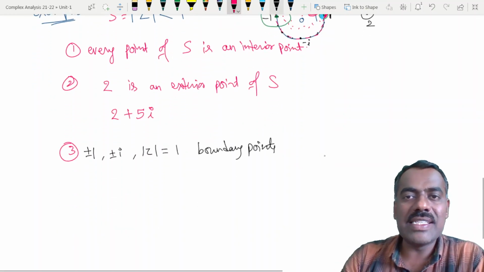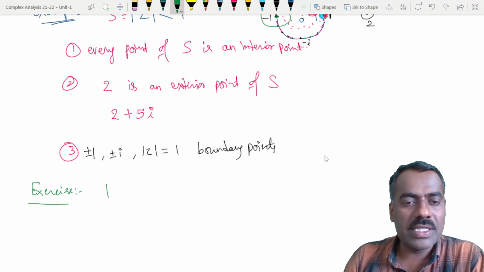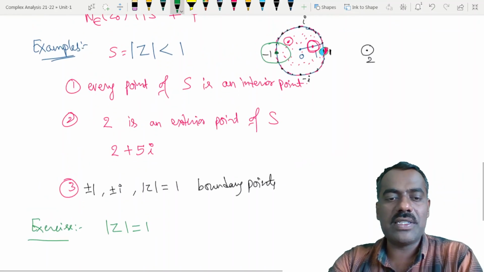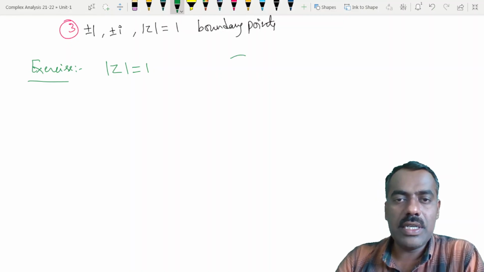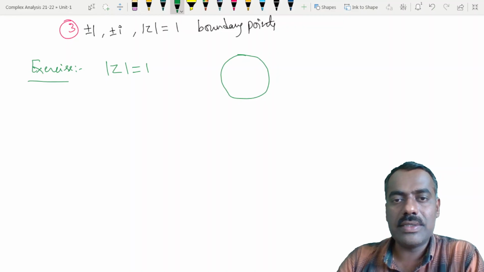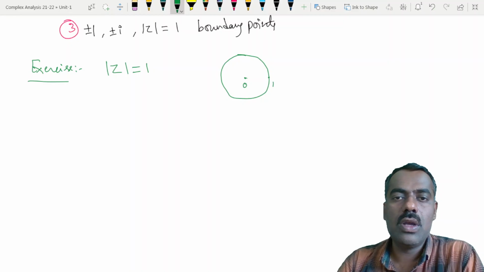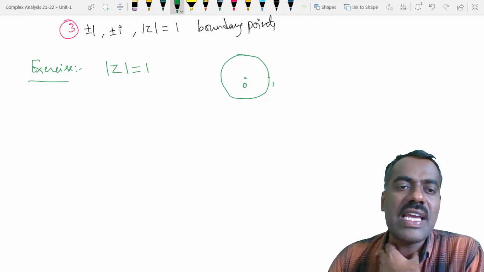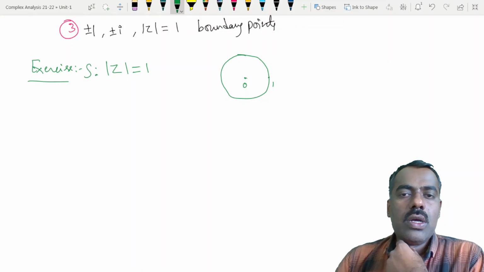Now you take a simple exercise. Take the unit circle, that means mod z is equal to 1. How does it look? It is only this much part, not the inside, because if you take inside, the distance is strictly less than 1. So this is your S, mod z equal to 1.